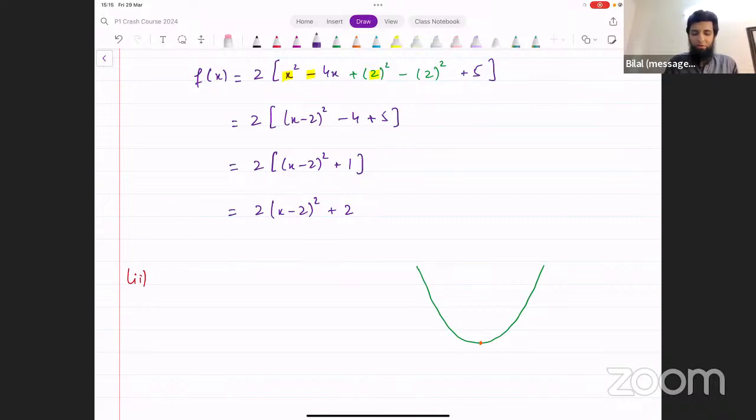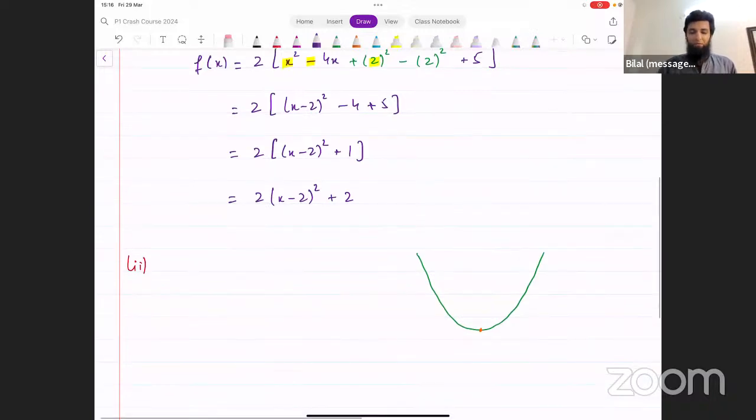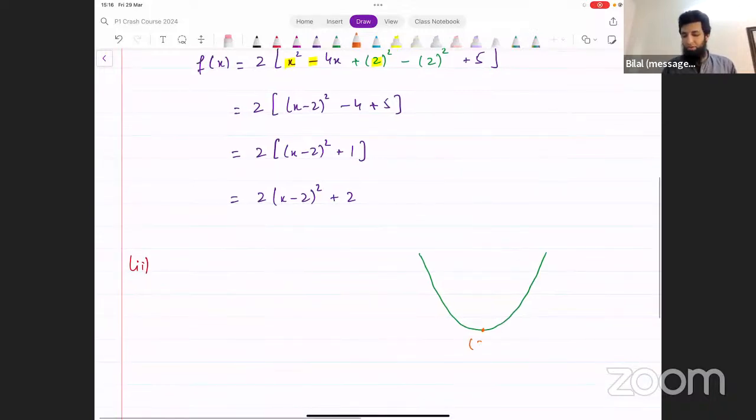Remember what the standard form used to be. a into x minus h whole square plus k. h is 2 and k is 2. Both of them are 2. Now, if that does not look very familiar to you, that means you're forgetting what we did at the start of the course. So make sure to revise. We did this in quadratics. a into x minus h whole square plus k is the standard completed square form. What's the turning point from that? The turning point is 2 and 2.